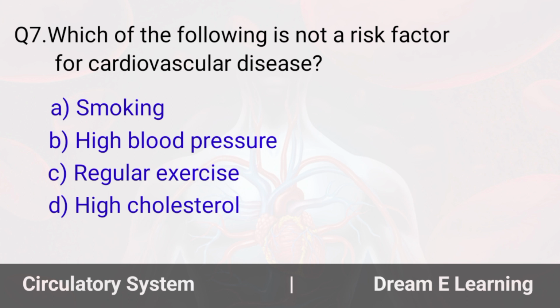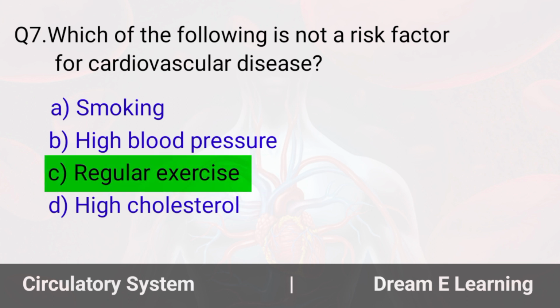Question number 7. Which of the following is not a risk factor for cardiovascular disease? The correct option is option C, regular exercise.